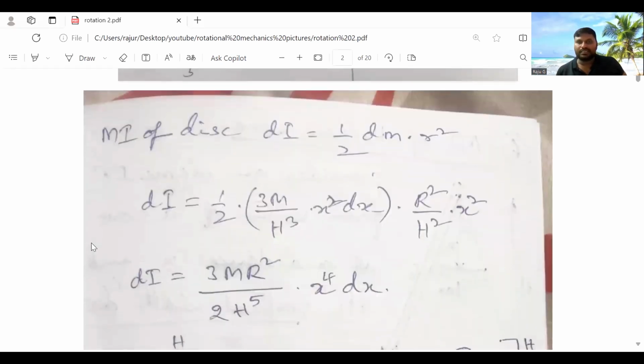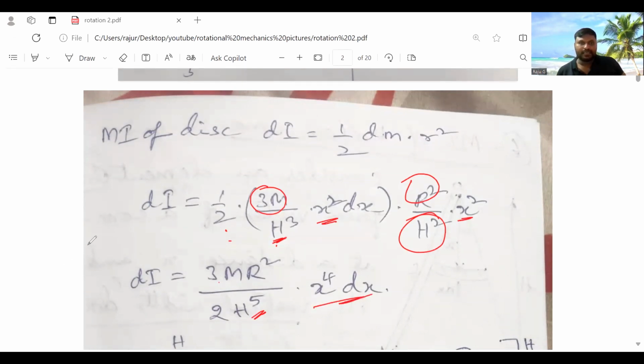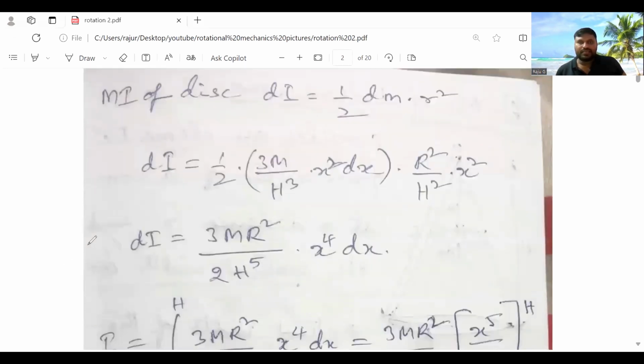Moment of inertia of the disk is di is equal to 1 by 2 dm into r square. Substitute the dm value and r value in this di equation. Then di is equal to 1 by 2 into 3m by h cube into x square dx into r square by h square into x square. Then di is equal to 3m into r square by 2h cube into h square, which is 2h power 5, then x square into x square, x power 4 dx. So moment of inertia of the element disk, di, is equal to 3m r square by 2h power 5, x power 4 dx.